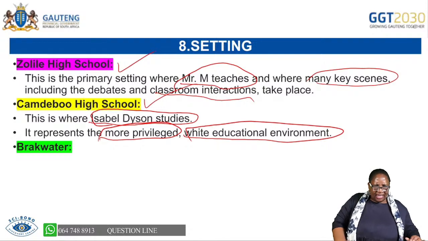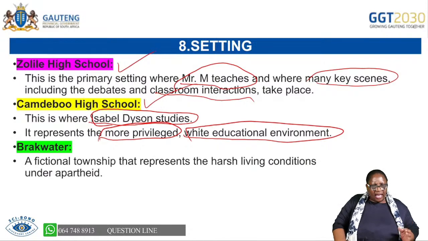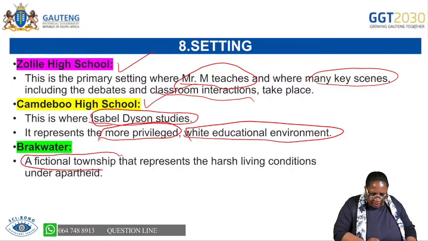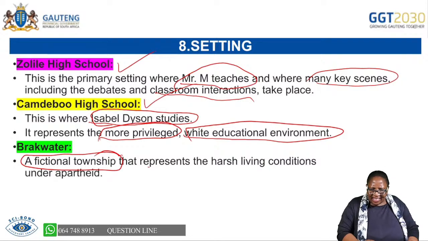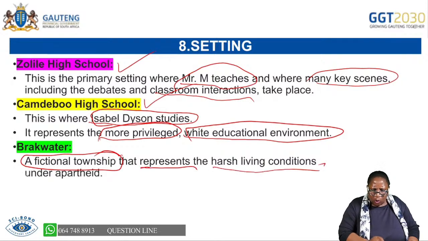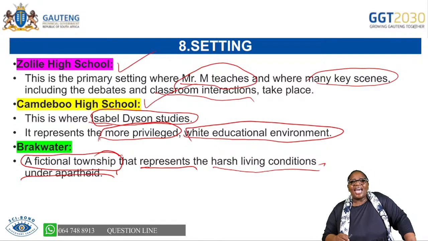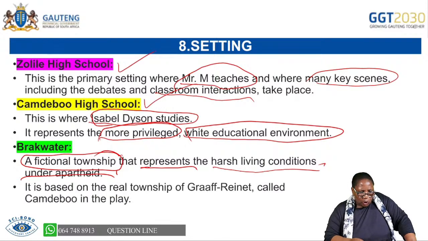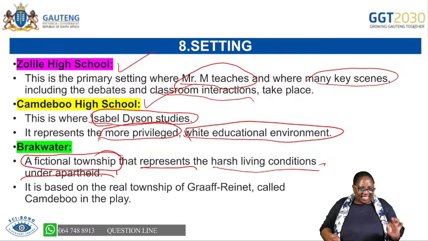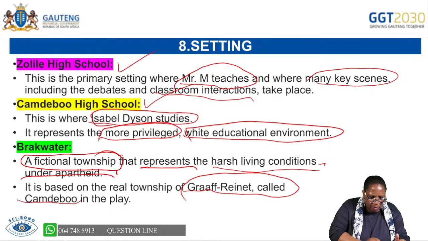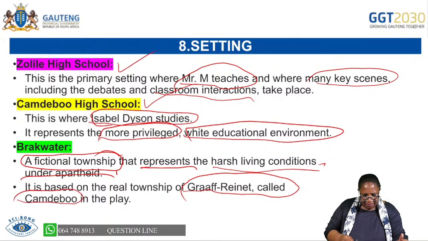Braakwater. Interesting enough, Braakwater is a fictional township. It's a fictional township that represents the harsh living conditions under apartheid, and that's where Tammy and Mr. M reside. That's where Zolile High School is based. It is based on the real township of Graaf Reinet called Kamdebu in the play.